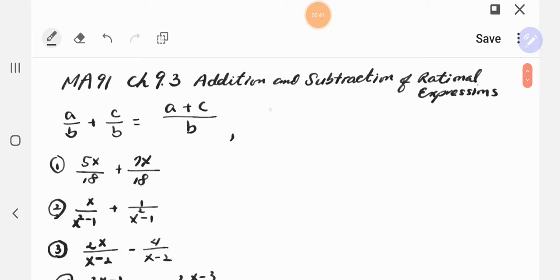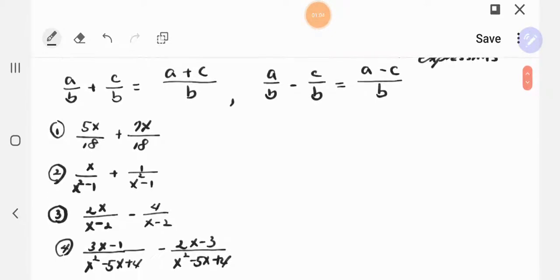What if we have a subtraction like a over b minus c over b? Since the denominators are the same, we use the same denominator b, and the numerator is the subtraction a minus c. Simple. If the denominators are different, that is a different case. We will do that next class. For the following examples, the denominators are the same.